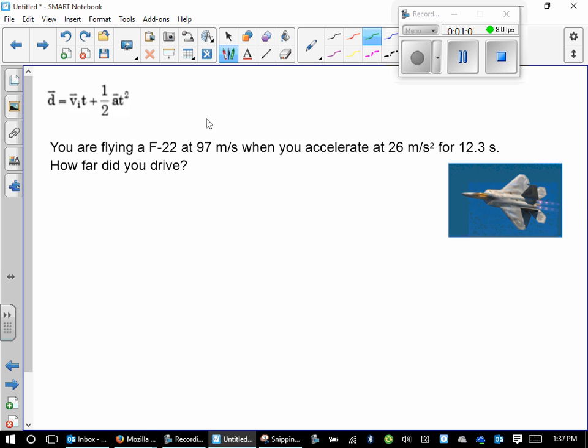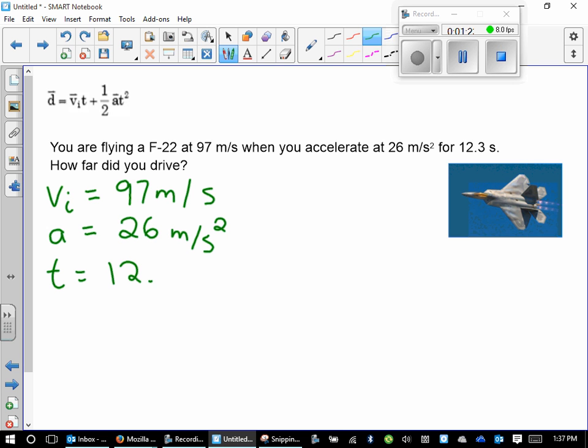So you're flying this jet at 97 meters per second, so that would be your initial velocity. I accelerate at 26 meters per second squared. All of these are positive, so that's telling us it's all in the same direction. And my time is 12.3 seconds. How far did you drive? Sorry, fly. So displacement is what we're looking for.